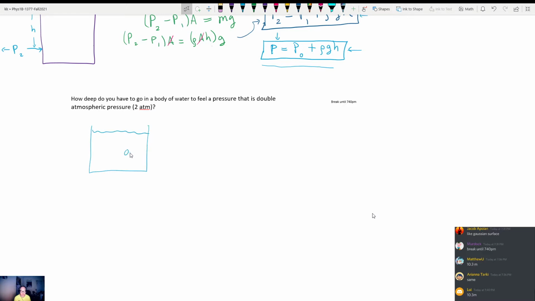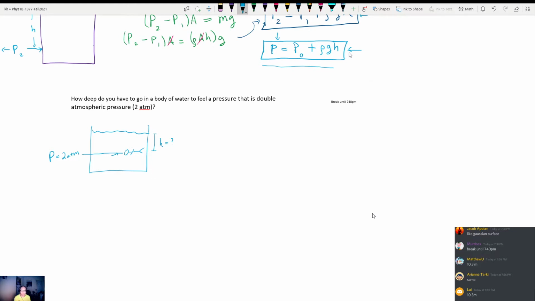So the question is, you've got a body of water. You want to know how far down you need to swim so that this height, h, is such that the pressure at this level is equal to 2 atmospheres. Okay?